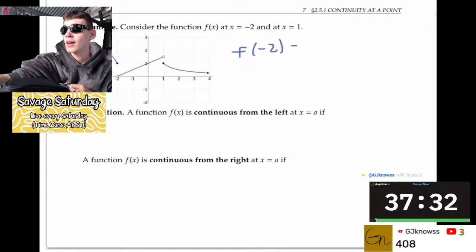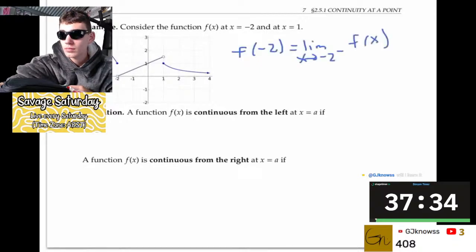That is, f of negative 2 is equal to the limit as x goes to negative 2 from the left of f of x.